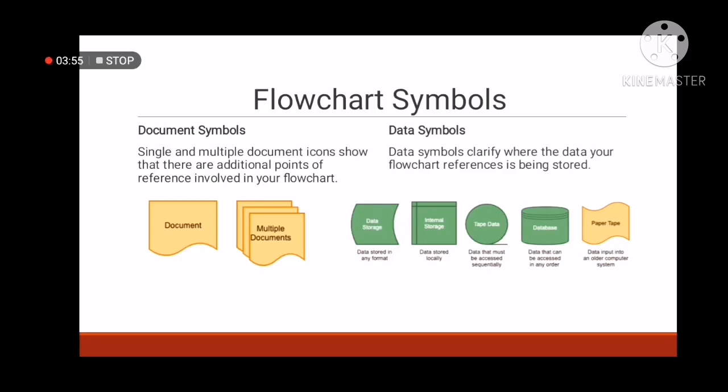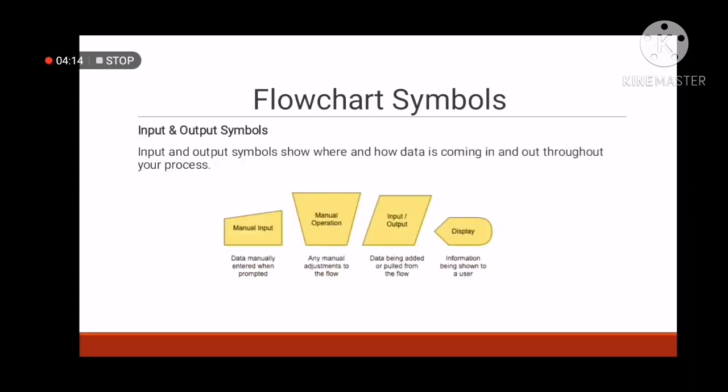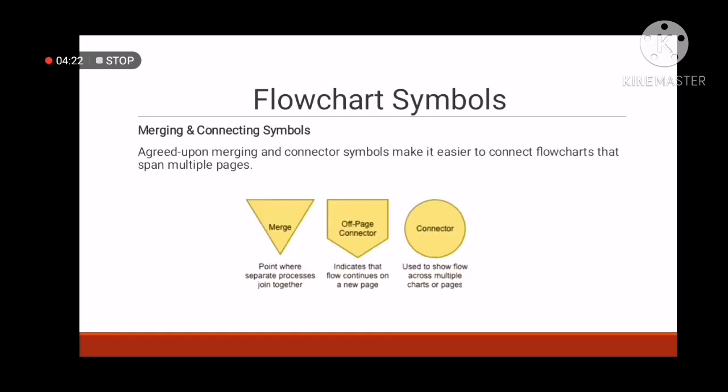Document symbols. Single and multiple document icons show that there are additional points of reference involved in your flowchart. Data symbols. Data symbols clarify where the data your flowchart references is being stored. Input and output symbols. Input and output symbols show how data is coming in and going out throughout your process. Merging and connecting symbols. Merging and connector symbols make it easier to connect flowcharts that span multiple pages.